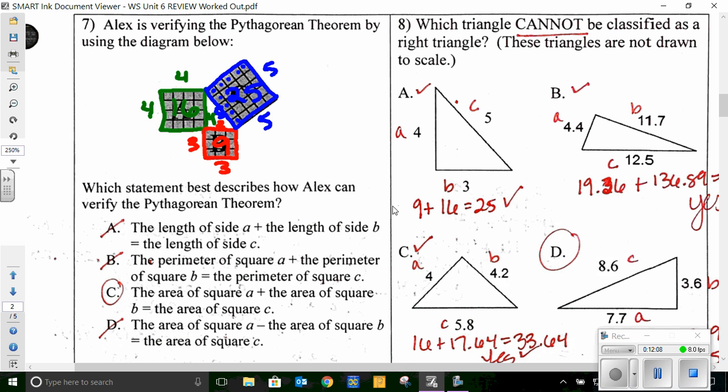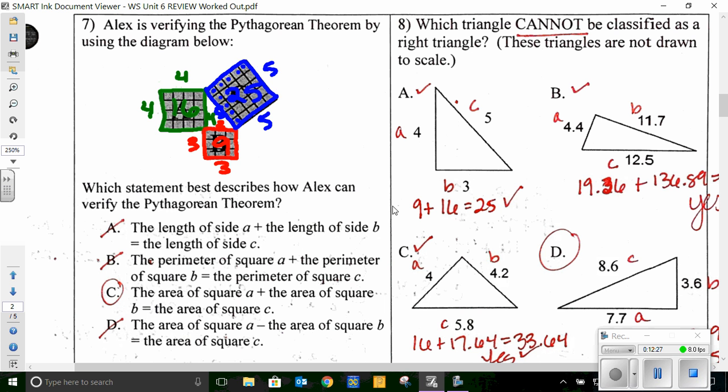But as B says, the perimeter of square A and the perimeter of square B is equal to the perimeter of square C. We've never said anything about that, plus that doesn't work. When we look at C, it says that the area of square A plus the area of square B is equal to the area of square C. And that's what we're talking about, because it's the whole area there.